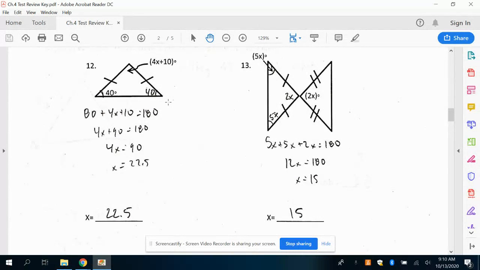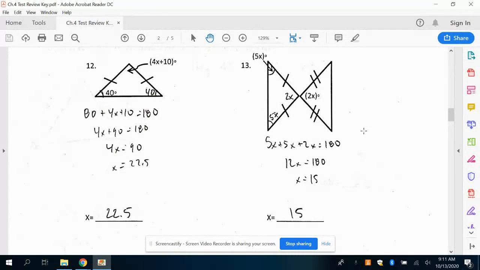12, they gave you this 4x plus 10 here, and then this 40. And once again, since this is what we call isosceles, the angles across from those congruent legs here and here, these two, those are going to be congruent. So that's why they're both 40. So that's where that one comes from. So then this is a triangle, so all these angles add up to 180. So 40 plus 40, which is 80, plus 4x plus 10, which I have right here, equals 180. And then you just solve for x.